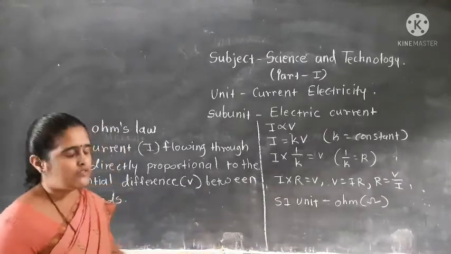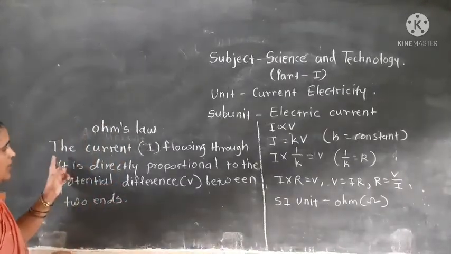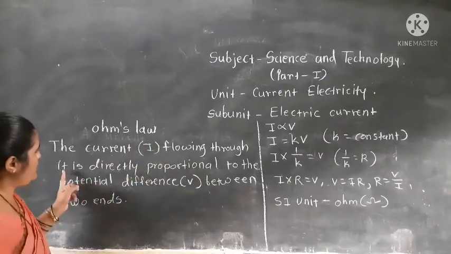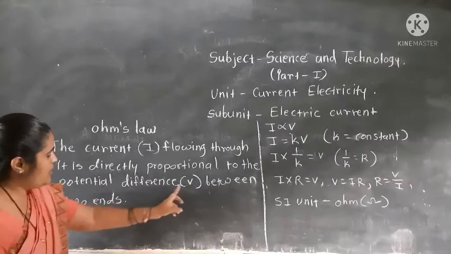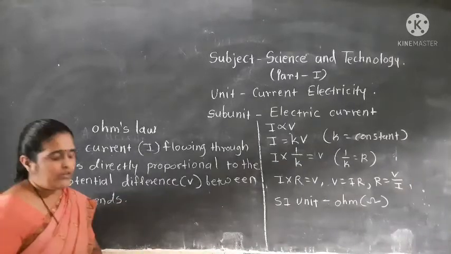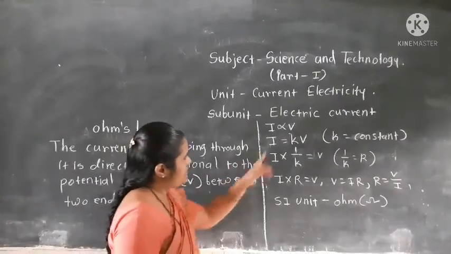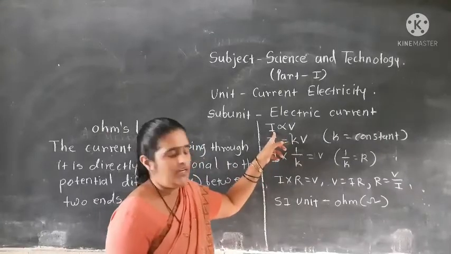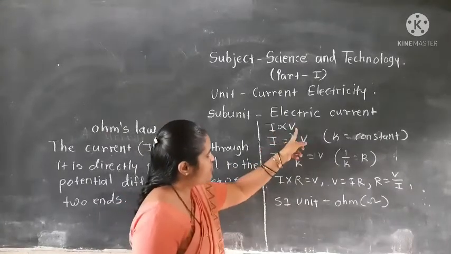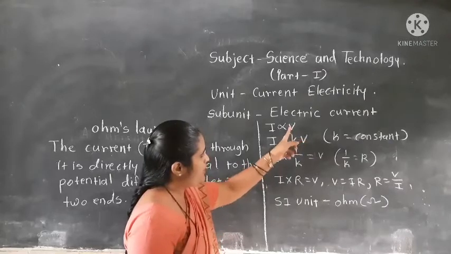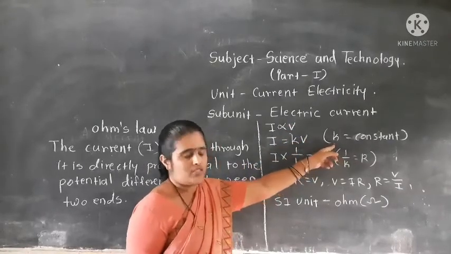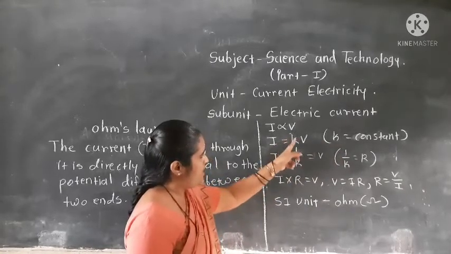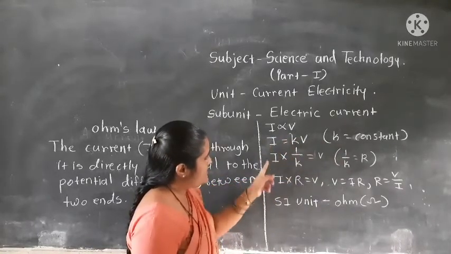The first point of your answer is: the current I flowing through it is directly proportional to the potential difference V between its two ends. Then the meaning of this sentence is written symbolically, that is, I is directly proportional to V. Then we convert this into an equation with the help of K, which is used for the constant. Then I is equal to KV.